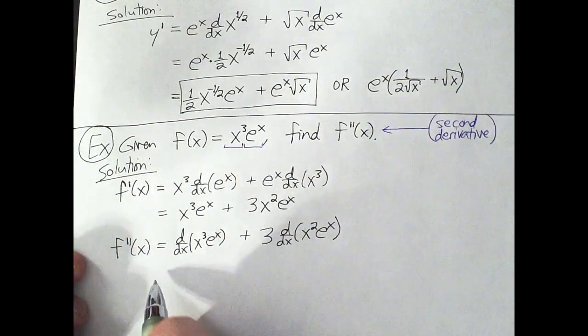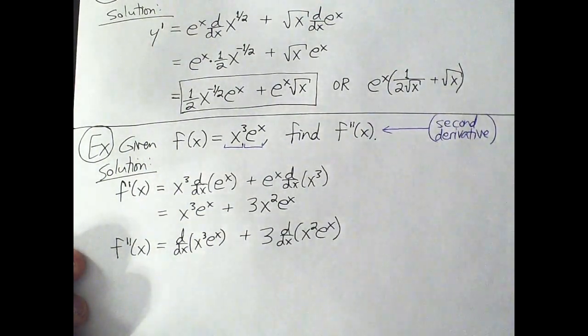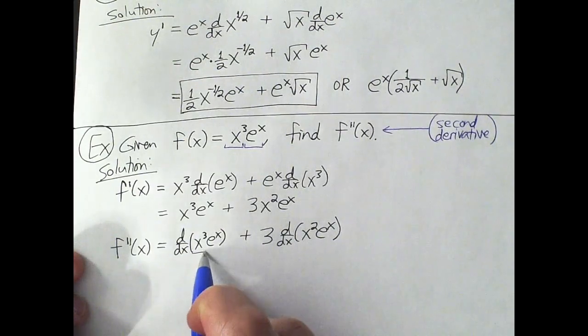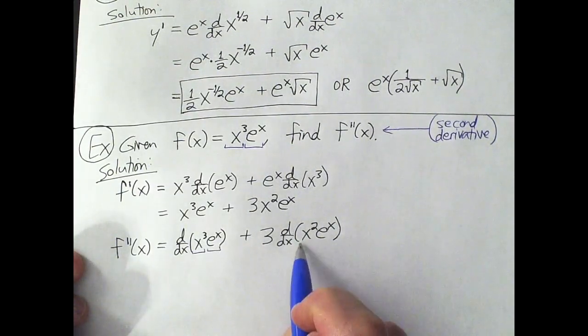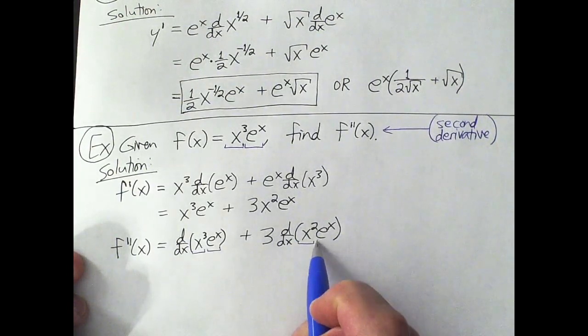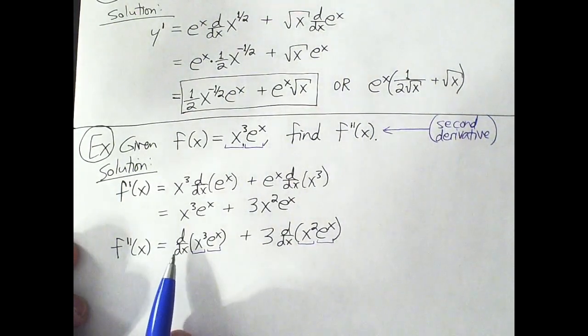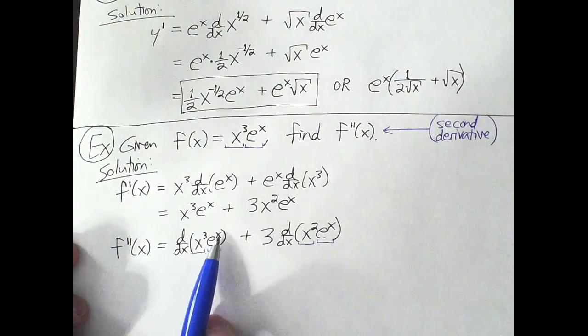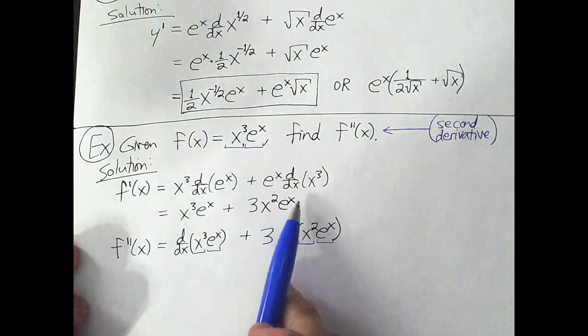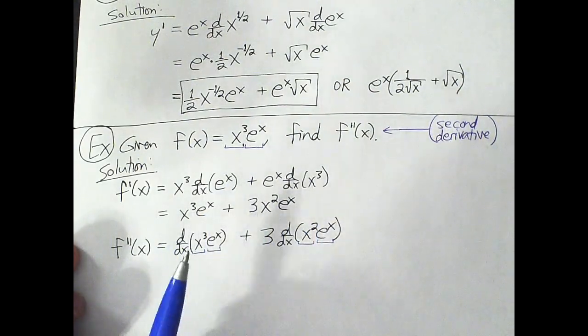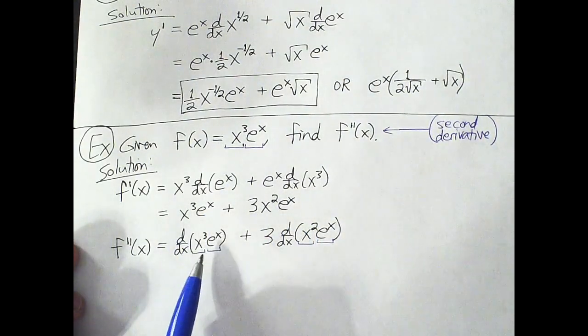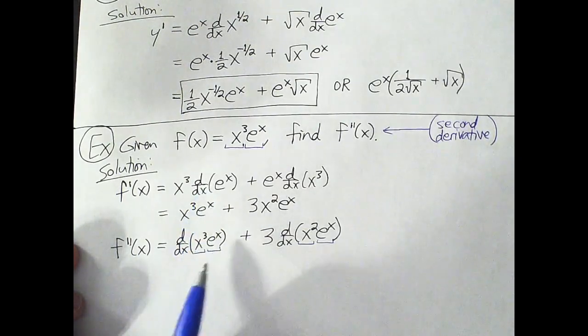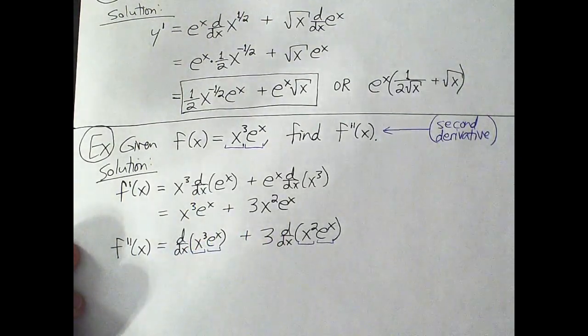So let's get to work on these product rule pieces. Hey, look at this first piece. Derivative of x cubed e to the x. We just did that. We actually just found it right here. So we're kind of doing a problem within the problem, and we already did some of those steps.